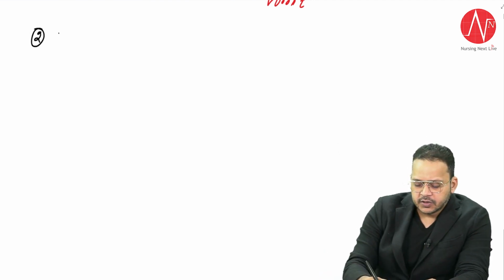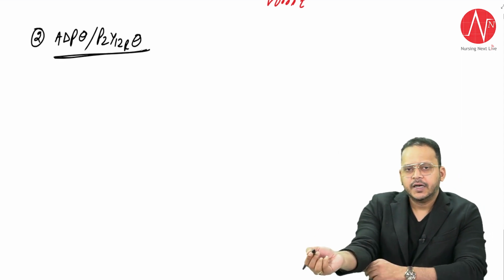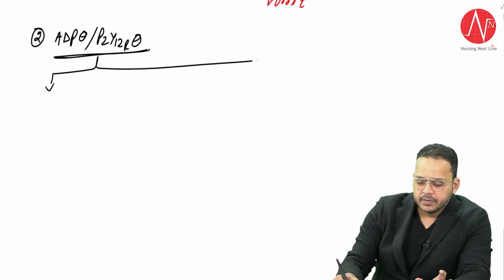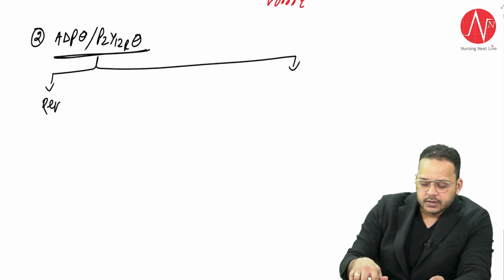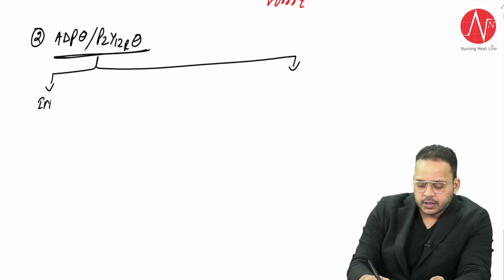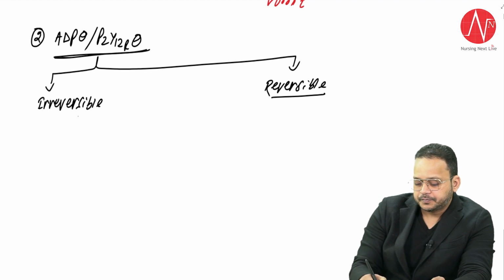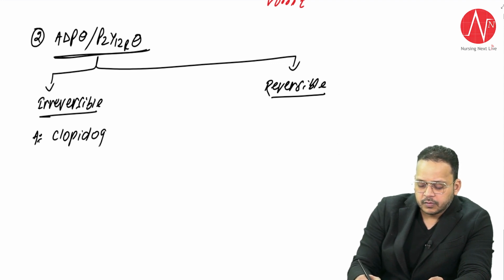Second class of drugs, guys, are called ADP inhibitors or P2Y12 receptor blockers. So these are called ADP blockers or P2Y12 receptor blockers. And in this class, we have drugs which are of two types. We have drugs which are irreversible and we have drugs which are reversible. Two classes of drugs. So among the irreversible drugs, the most important drug is clopidogrel.